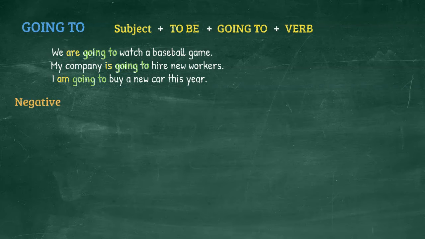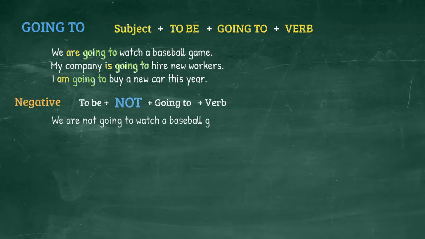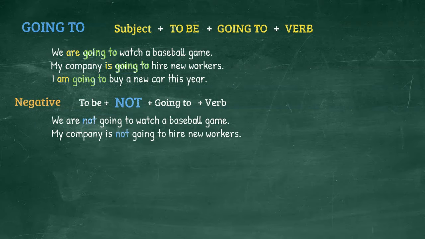In the negative, we just put not between the verb to be and the going to. So these sentences would be, we are not going to watch a baseball game. My company is not going to hire new workers. I am not going to buy a new car this year.